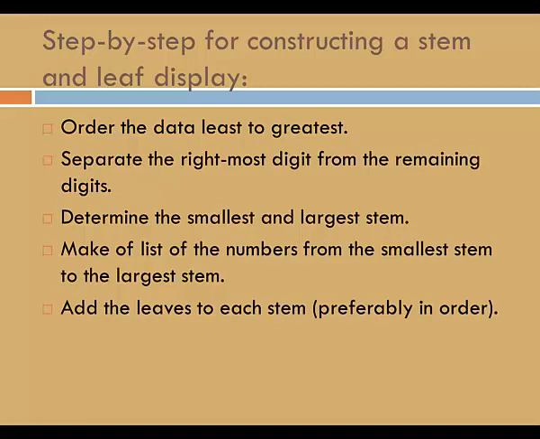Let's go through some step-by-step instructions for constructing a stem and leaf display. The first thing you're going to want to do is order your data from least to greatest. Then we'll need to separate the rightmost digit, the leaf, from the remaining digits. That will allow us to determine the smallest and largest stem. Next, we'll want to make a list of the numbers from the smallest stem to the largest stem, and then add the leaves to each stem, preferably in order from least to greatest.